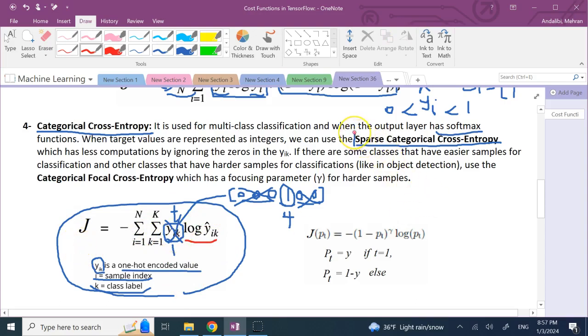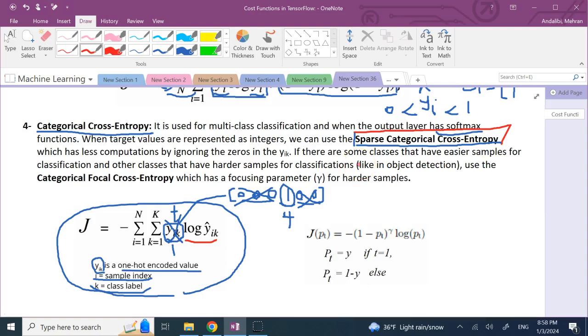So if you have integers for the labels of the classes or the targets, then you might want to use this sparse categorical cross-entropy, which is faster and is not as computationally expensive.